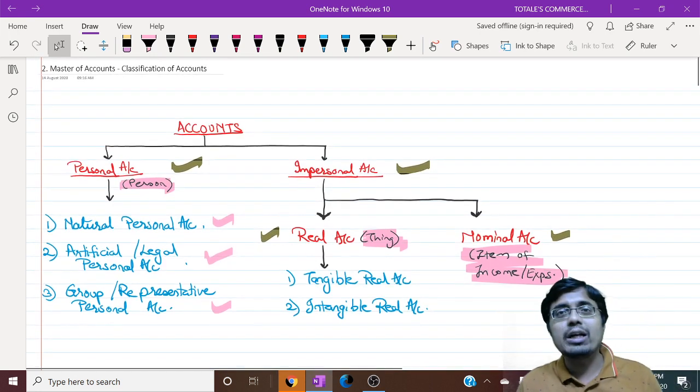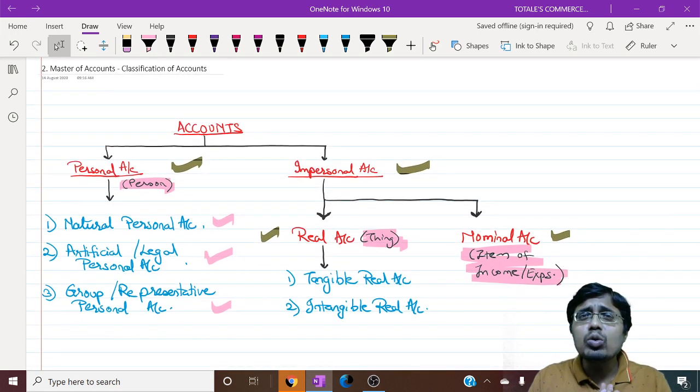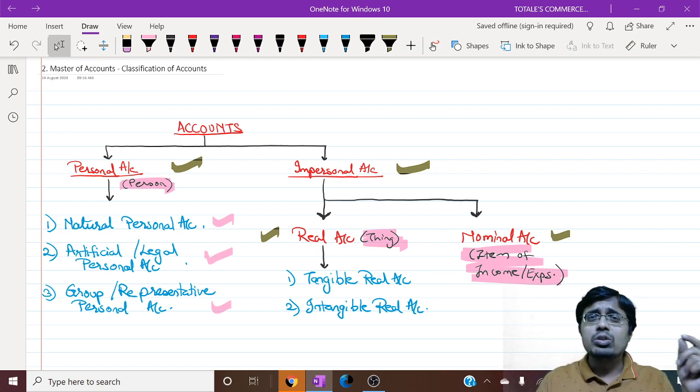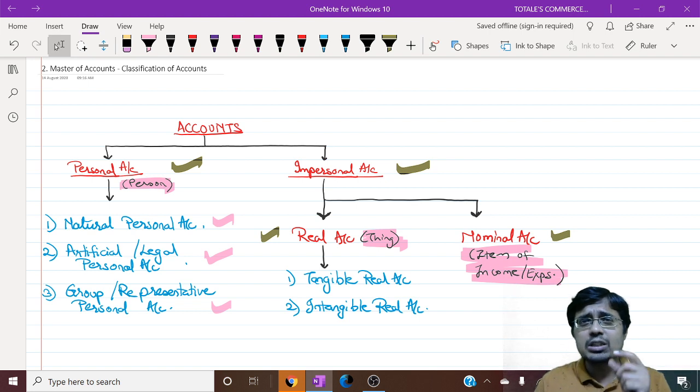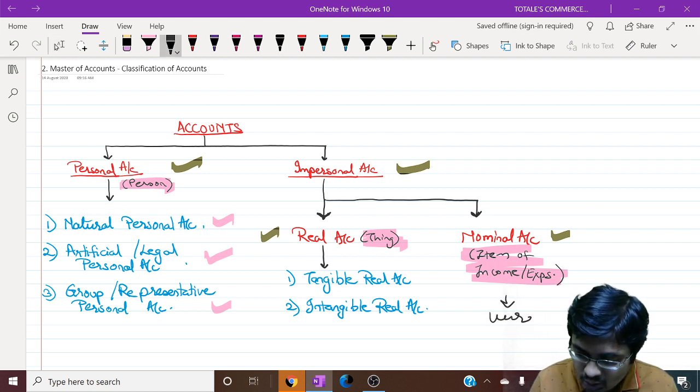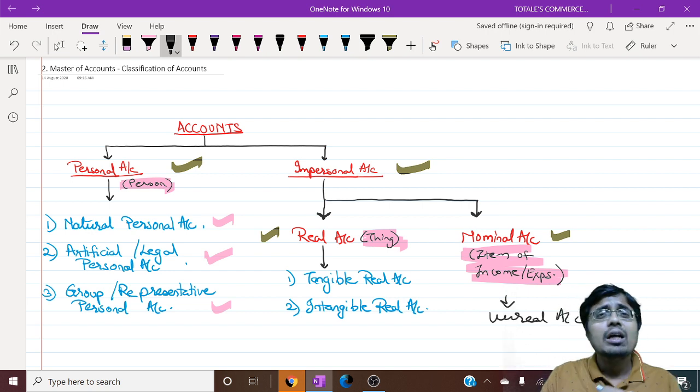Let's move on. What are the types of accounts? There are two main types of accounts: personal and impersonal. Impersonal has two subtypes: real and nominal. So there are three types: personal, dealing with persons; real, dealing with things; and nominal, dealing with income or expenses. The nominal accounts are also called unreal accounts.